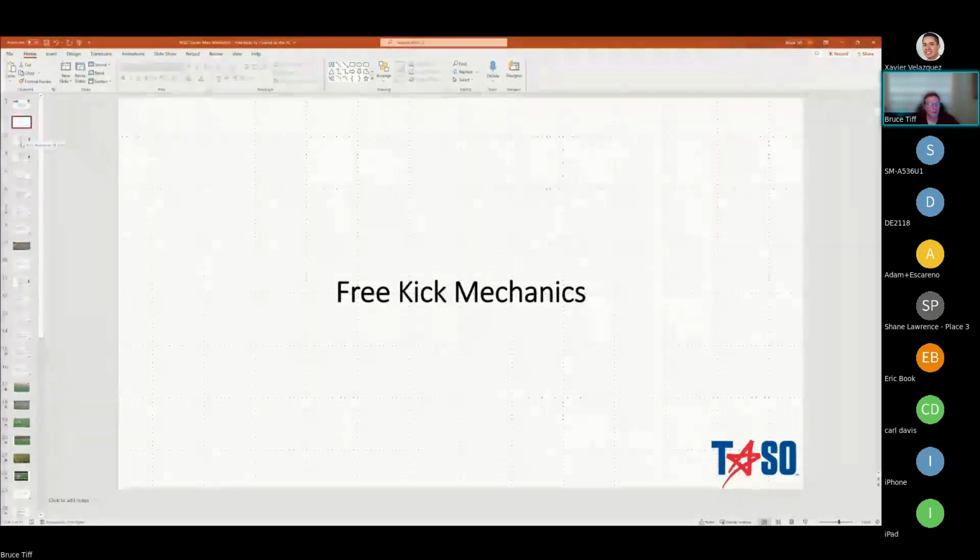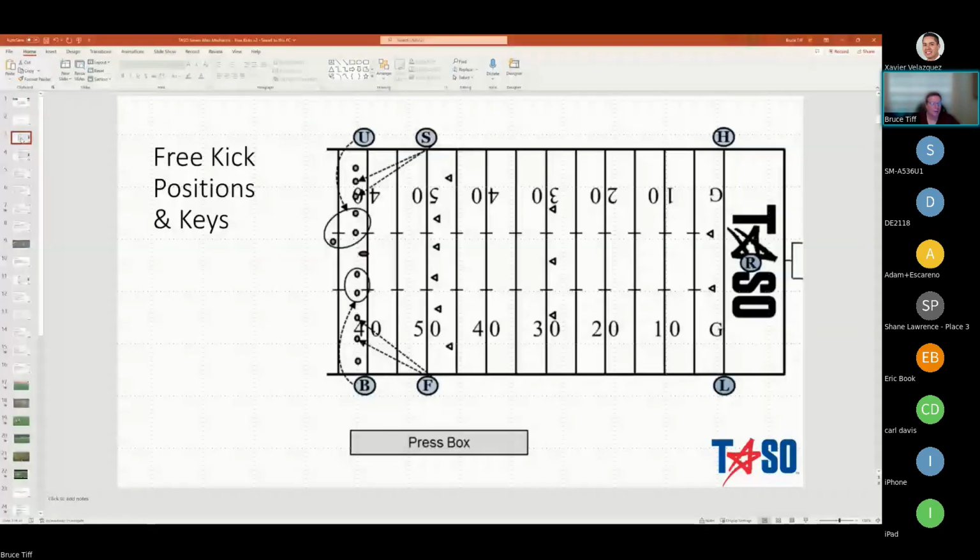So all right, let's talk about free kick mechanics. I think we all know we use TAZO, 7-man crew of 7 officials mechanics. Fortunately, these mechanics have tended over the last 4 or 5 years to more closely align with CCA crew of 7 officials mechanics as well. We're not 100%, but they are aligning, which I think is probably a good thing for the most part. But again, the final authority is the TAZO 7-man mechanics manual.